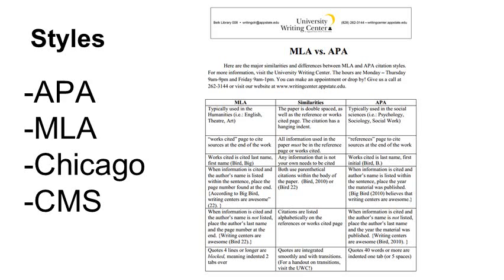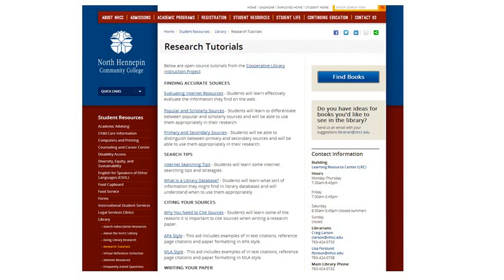MLA is typically used in English and art and so on. APA is used in social sciences, social work, sociology, psychology. You'll see the terms works cited or the term references. They basically mean the same thing. It's what the sources that you got your information from when doing your report. You'll see a little different format on how they're cited: last name, first name, or last name, first initial, and so on. It's important to know that there is a difference.